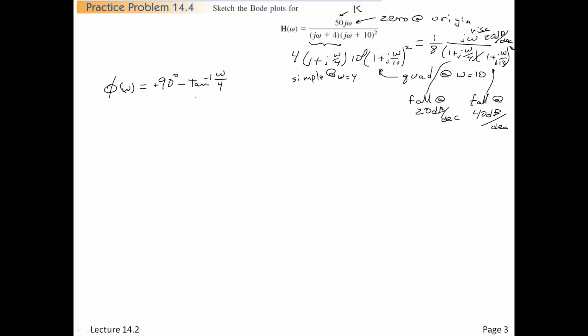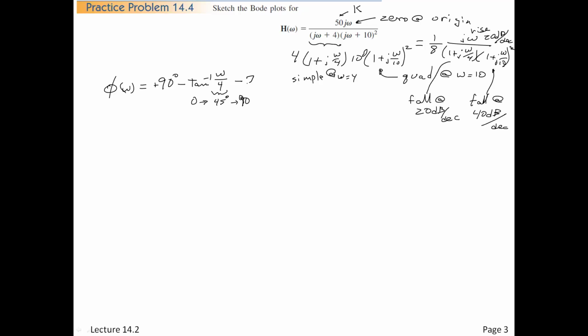And this is going to vary. This point, recall, is going to be 45 degrees. So it's going to go from 0 to that to 90 degrees. Then we've got a double pole at the frequency of 10.